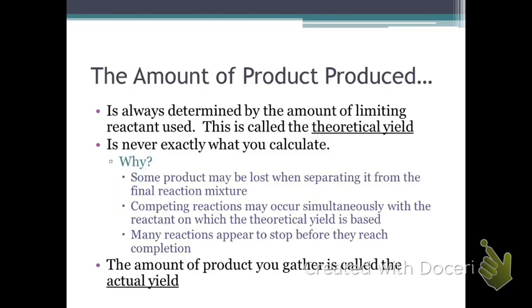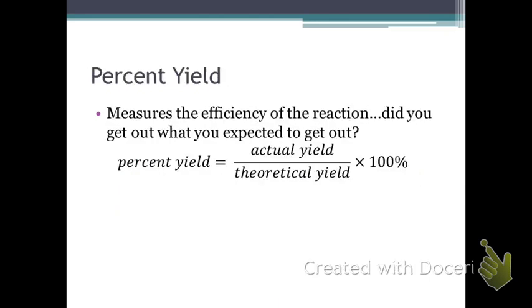Now, the amount of product you make is called the actual yield. So the amount that you physically get in lab is the actual yield, versus how much you should have gotten from a calculation, which is your theoretical yield. When you compare these two amounts, we get what we call the percent yield. So when you take actual yield divided by theoretical yield and multiply it by 100, you can figure out how efficient your reaction was. Did you get 100% of what you thought you would get?